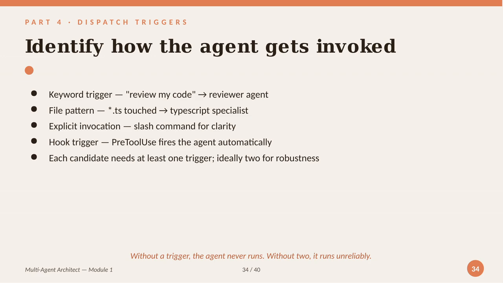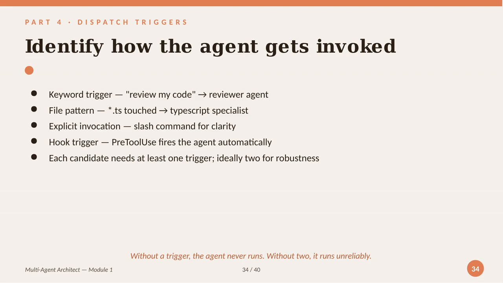Explicit invocation. A /command, /review, /audit. The user types it, the agent fires. /commands give clarity at the cost of memorization. Users have to know the command exists. Hook trigger. A pre-tool use hook fires the agent automatically before a specific tool runs. Hook triggers are powerful for guardrails. They ensure the agent runs every time, regardless of whether the user remembered.